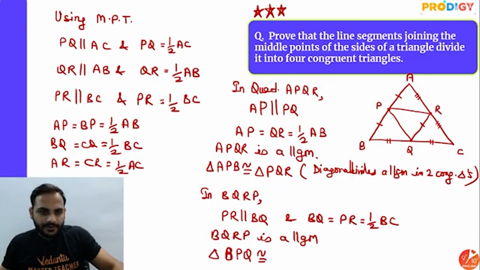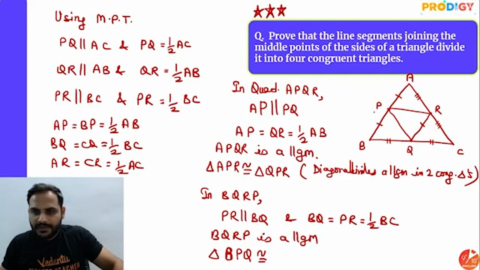wrote the wrong names here. Wait, I have to write it correctly. I think I'm not writing the names correctly. Triangle APR will be congruent, for AP and QR are equal, and PR is the common side. So APR is congruent to triangle QPR.